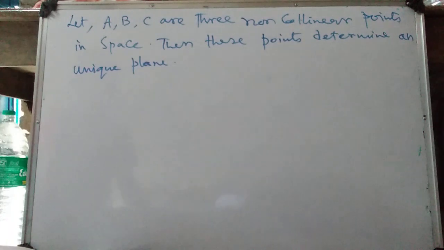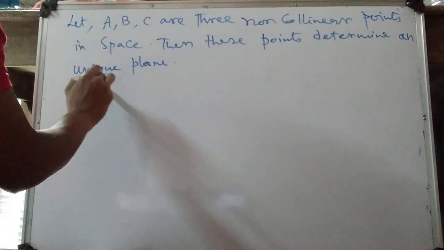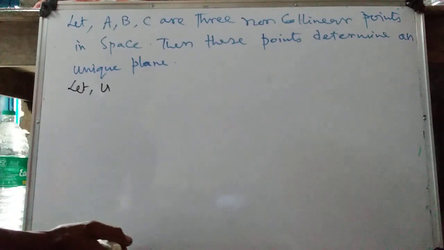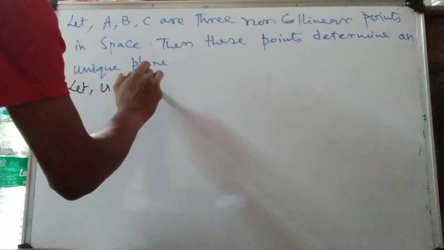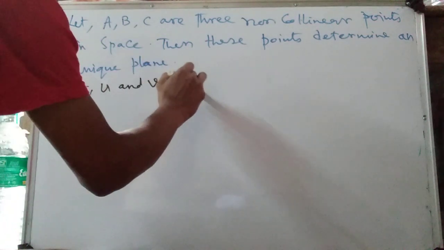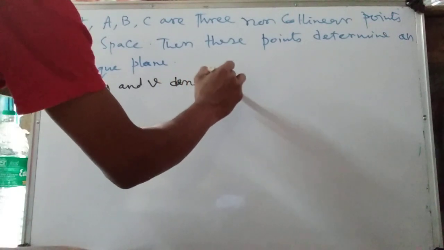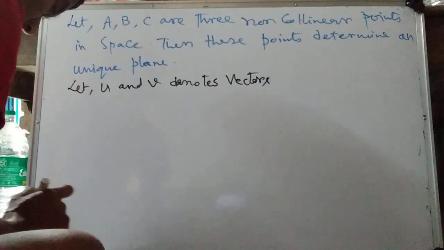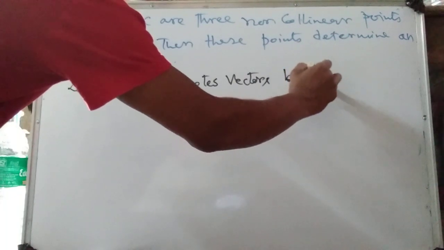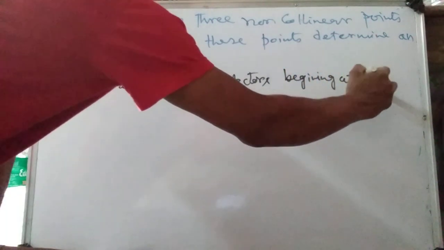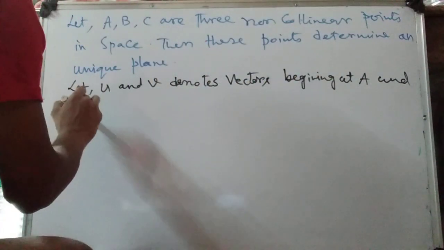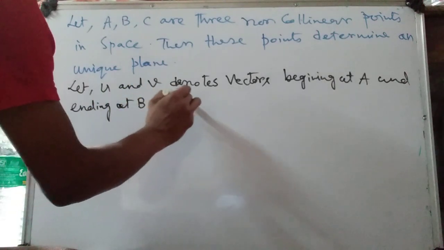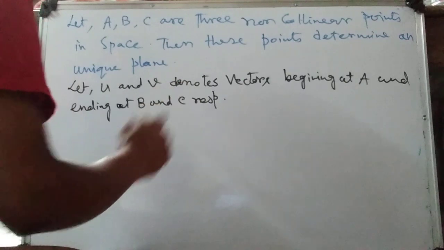Now we also write here, let u and v denote the vectors beginning at A and ending at B and C respectively. U and v denote vectors beginning at A and ending at B and C respectively. Okay.